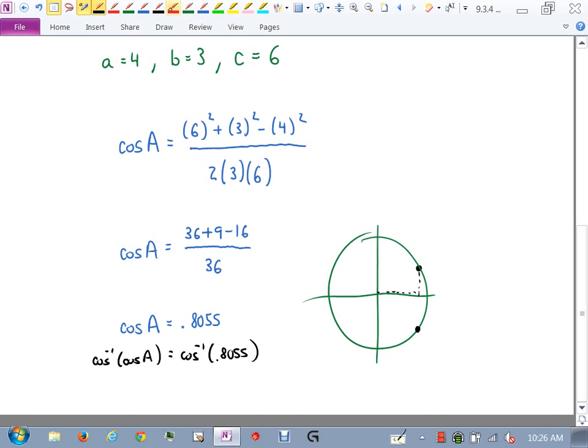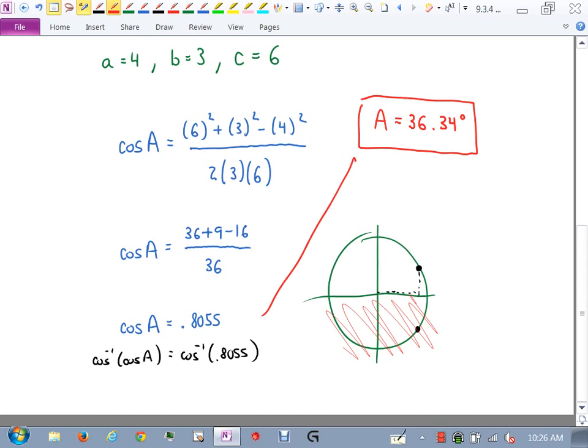Oh, so scrap that. And the angle I'm getting is like 36.34. Angle A is 36.34 degrees. Yay or nay? Yes?